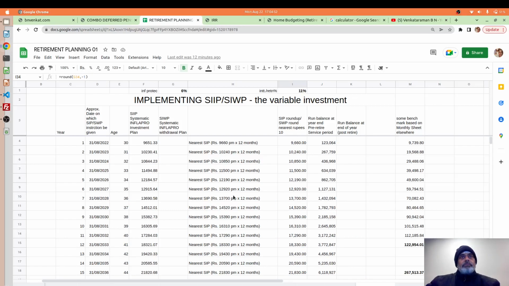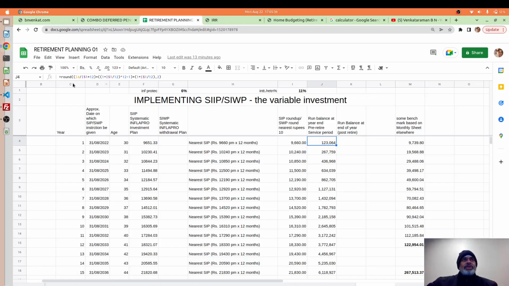Now, let us see. In the first year, this rounded figure is there, and you start giving instruction for 12 months to invest 9,660. The exact figure 9,651.33 is not possible, therefore we can do 9,660. In actual practice, you can round to 100 rupees. During investment, it is always better to round up to the next higher rupee. Then, for 12 months, you give the instructions, and the run balance at the year end would be this much.